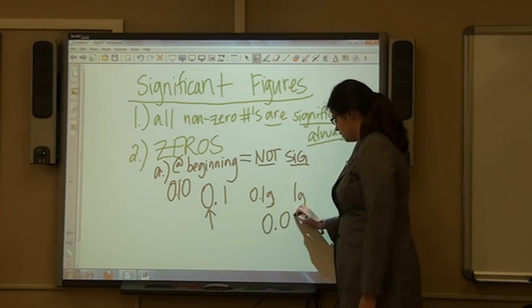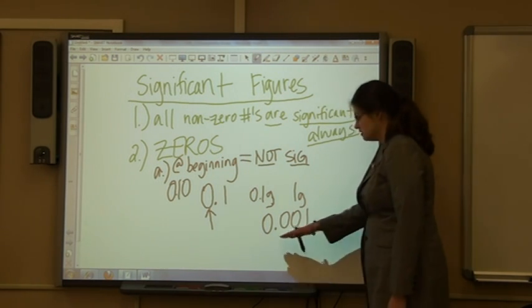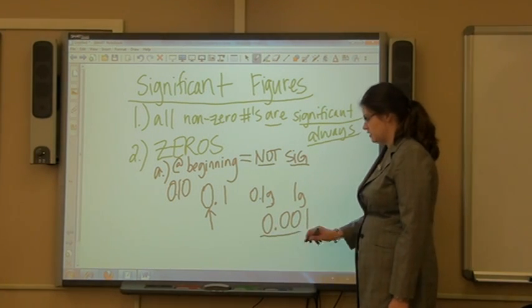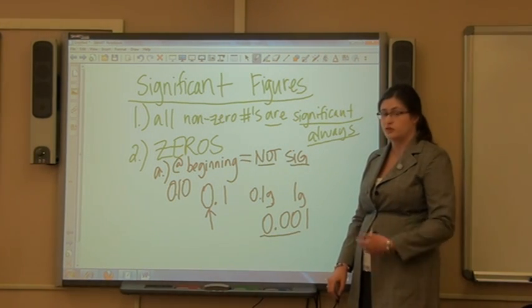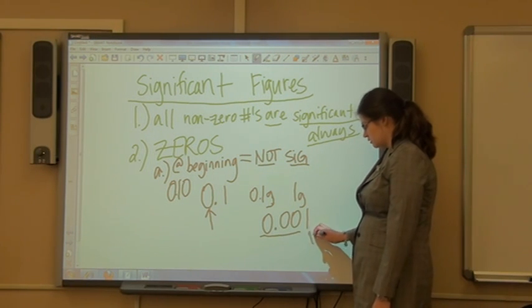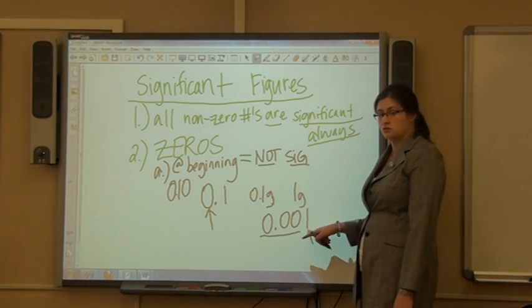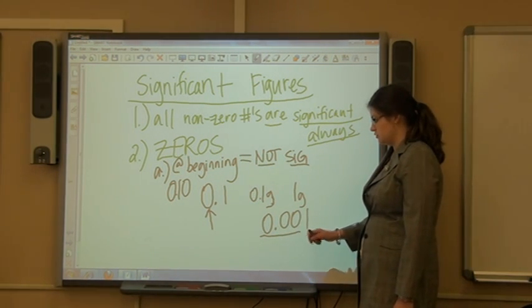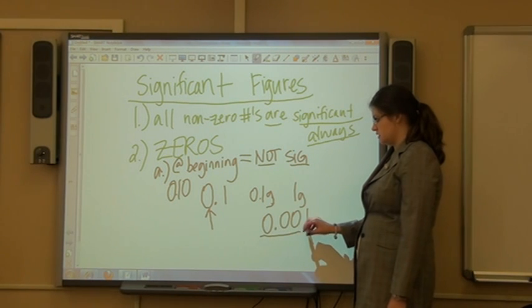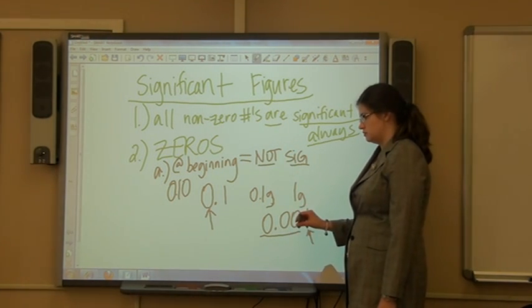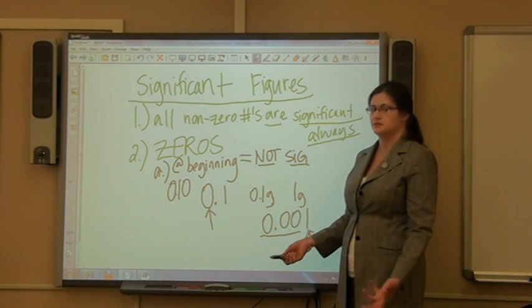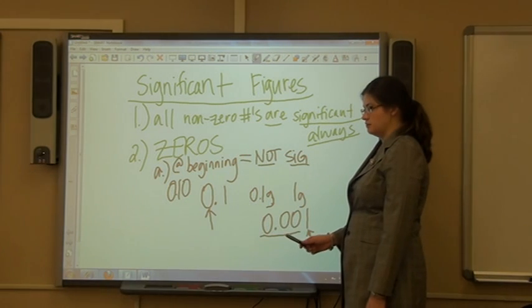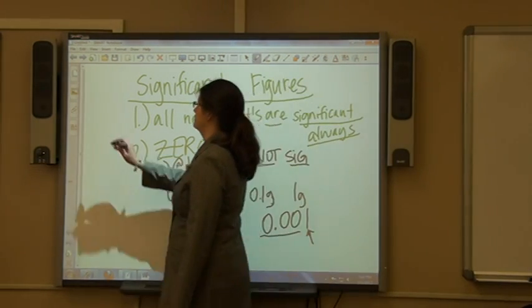Now, what happens if you have a number that's a lot less than 1, and there are a whole bunch of zeros? All of these zeros still are at the beginning of the number. There's no other non-zero yet until you get all the way over here. Therefore, none of these zeros are significant. They're merely placeholders to tell you that this number is 1,000 times, or 3 powers of magnitude, less than 1. Okay, so zeros at the beginning are never, ever significant.